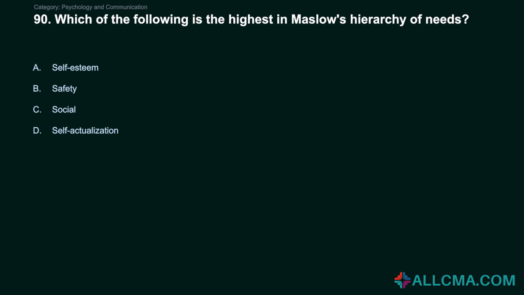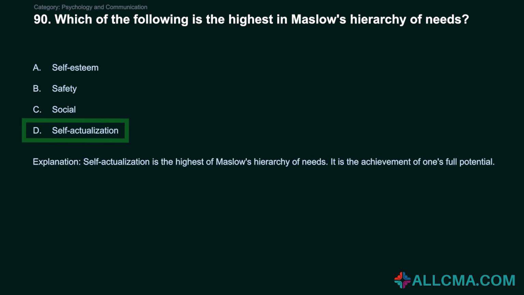A. Self-esteem. B. Safety. C. Social. D. Self-actualization. Correct answer: D. Self-actualization. Self-actualization is the highest of Maslow's hierarchy of needs. It is the achievement of one's full potential.